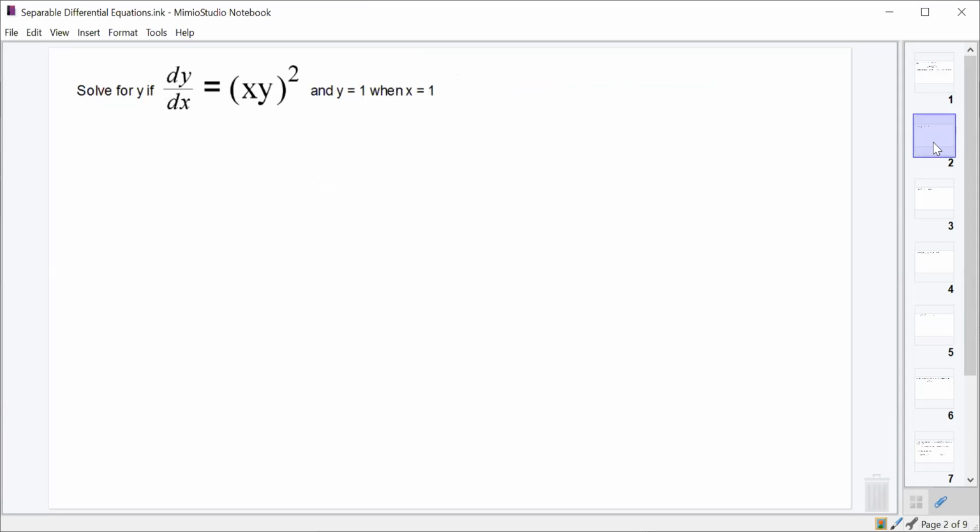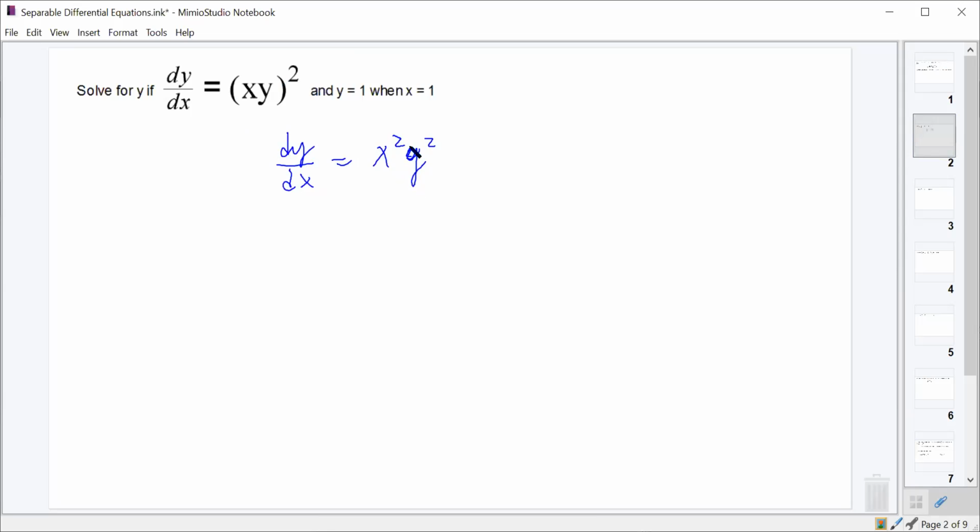All right. So here we've got dy/dx equals x times y squared. And we've got y equals 1 when x equals 1. So we'll note that it is a product of x and y. In fact, if we wanted to rewrite this by applying that square to both terms, we have this, right? It's a function in terms of x times a function in terms of y.